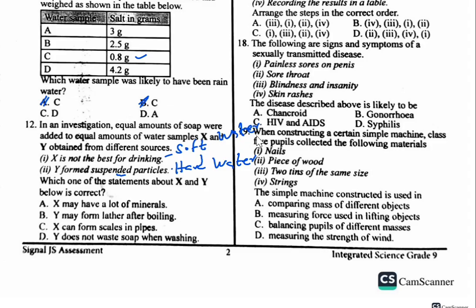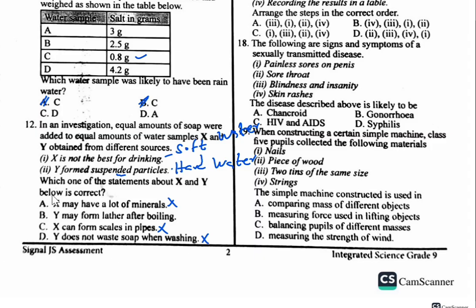We're going to look at the properties of this. They're saying X may have a lot of minerals. This is not true. What about C? X can form scales in pipes. Soft water doesn't form scales in pipes. That one is not true. Also part D, Y does not waste soap in washing. We know that hard water does not lather easily with soap, and therefore it's going to waste a lot of soap. So when saying does not waste soap, that is not true.